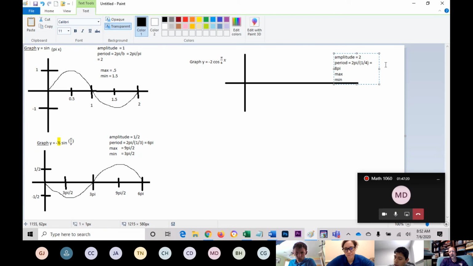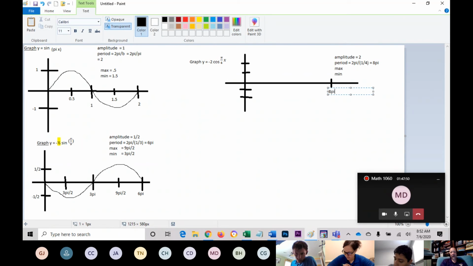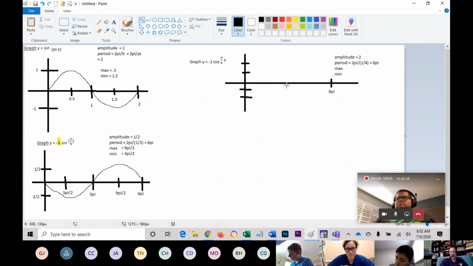Oops. I'll try to keep that all in one line. Okay. All right. So as we do this, we're going to go up 1, 2. And by the way, if you guys want to use graph paper on your tests, I will not complain at all. Okay, and so we're going to go out to 8 pi here. 8 pi. And then half of 8 pi is? 4 pi. 4 pi.